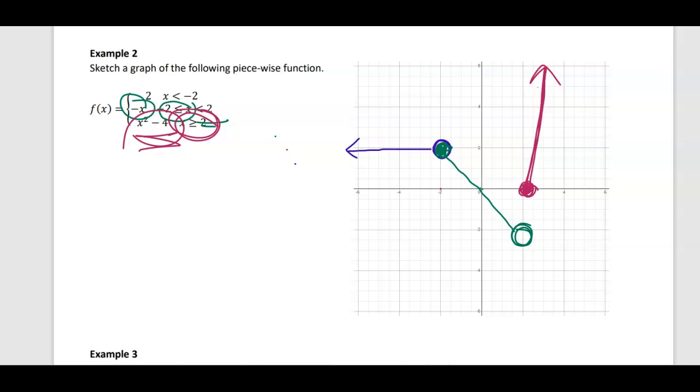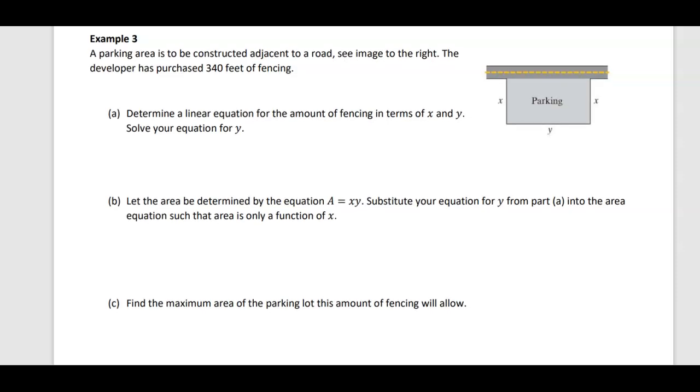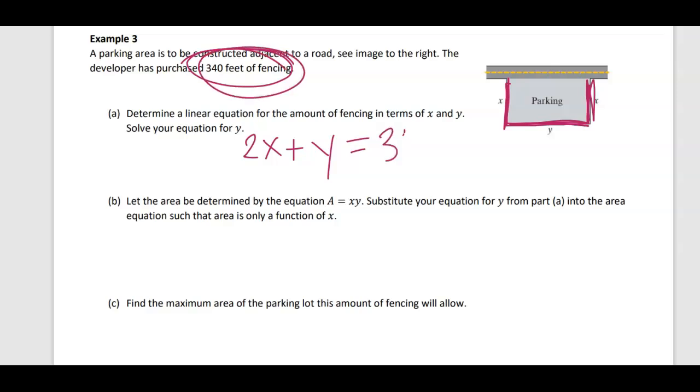All right, we have one more example to look at here. We have a parking structure that is adjacent to a road, and we're going to put fencing around it. But because it has the road, we only have like 2 widths, right? And then 1 length right here. And we have 340 feet of fencing. So let's first figure out the amounts of fencing in terms of x and y. So I would have x plus x, right? So 2 x's plus 1 y must end up being equal to 340.